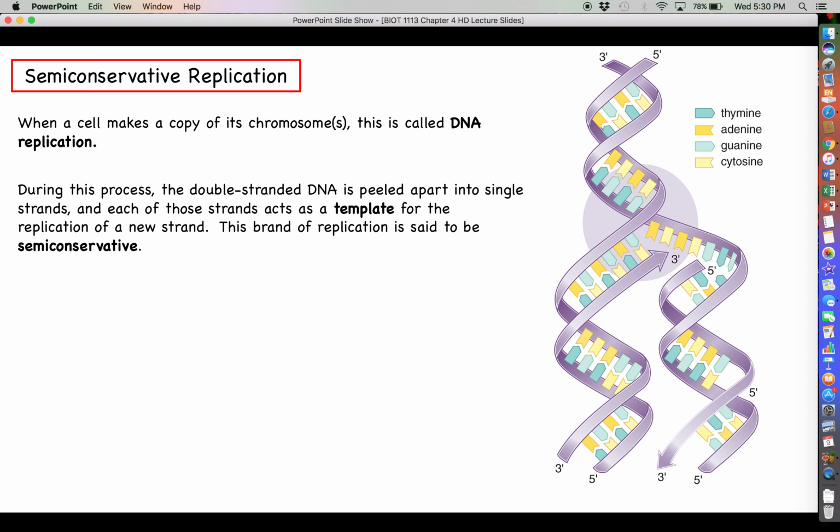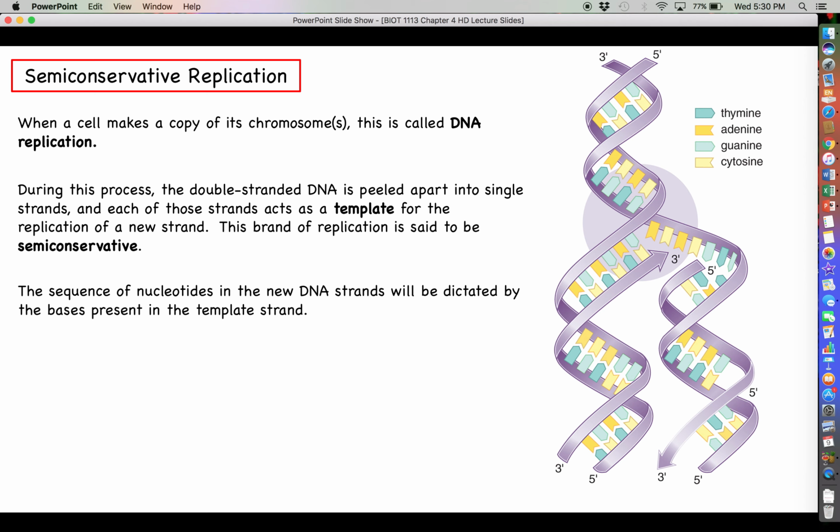This kind of replication is called semi-conservative. If it was fully conservative, we would be able to build a whole new strand of DNA from scratch. It is semi-conservative in the sense that we maintain the previous strands of DNA, but we have to split them apart in order to make new DNA.